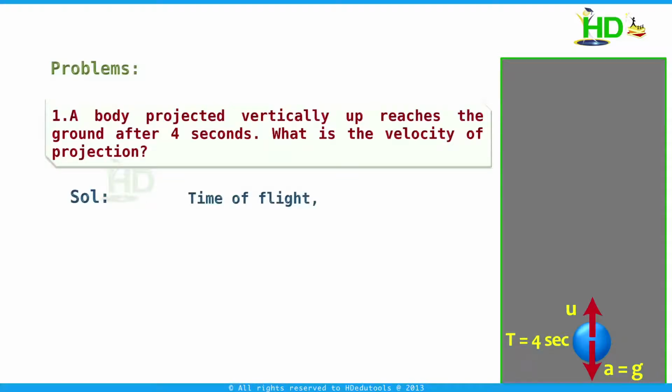Now what is the time of flight? T equal to 2u by g. This is 4 seconds. From this we get u equal to 2g, or this is equal to 19.6 meters per second.